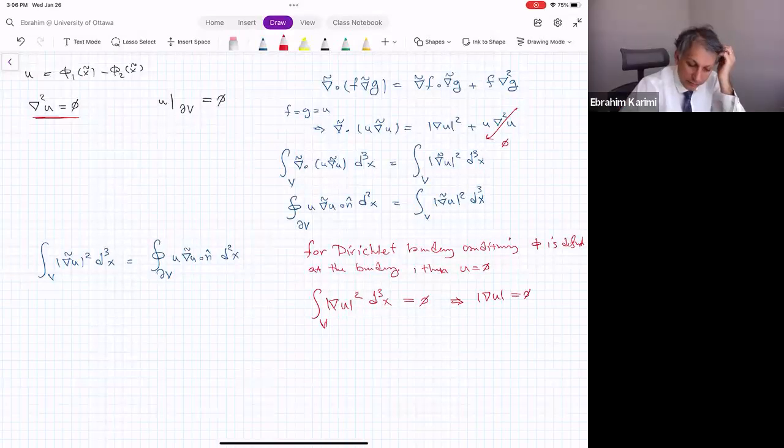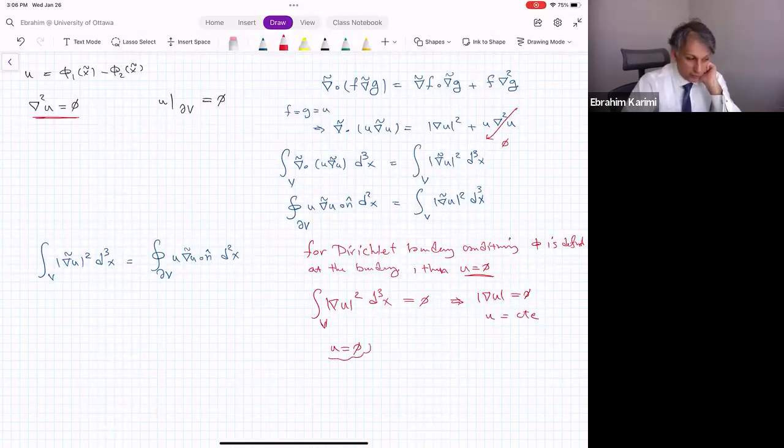What does it mean? That u can be a constant, right? Independent of the coordinate. But what is the u at the boundary? If it's a constant, it should be identical at the boundary as well, right? At the boundary, u is 0, so then u should be equal to 0.